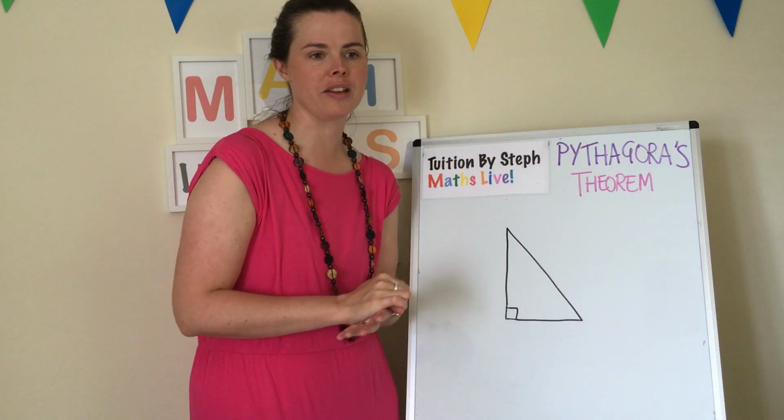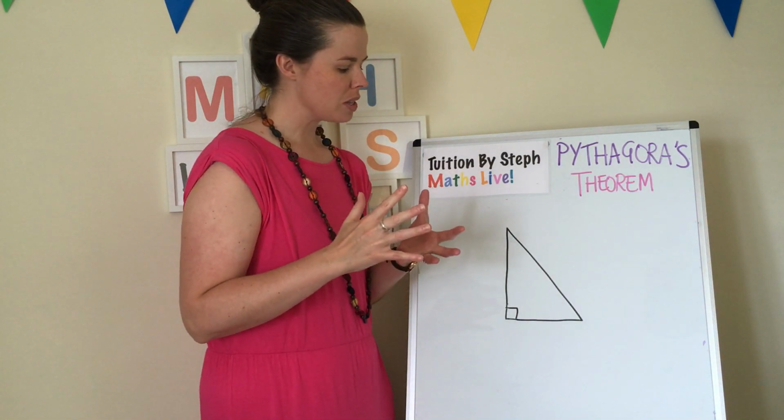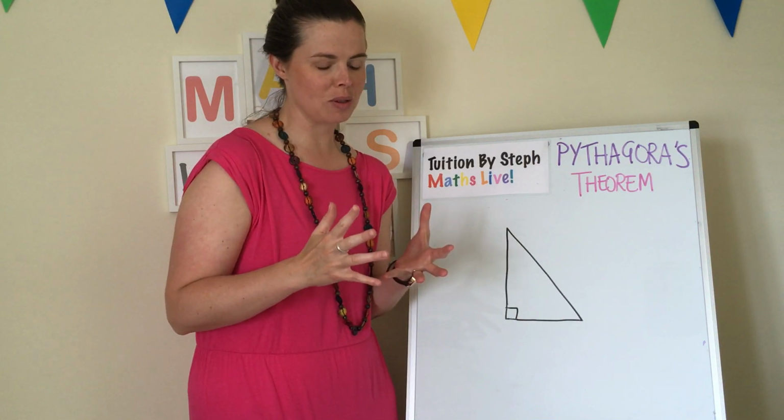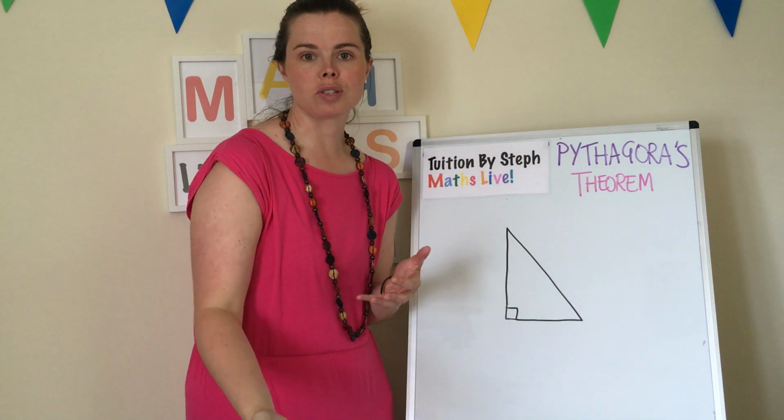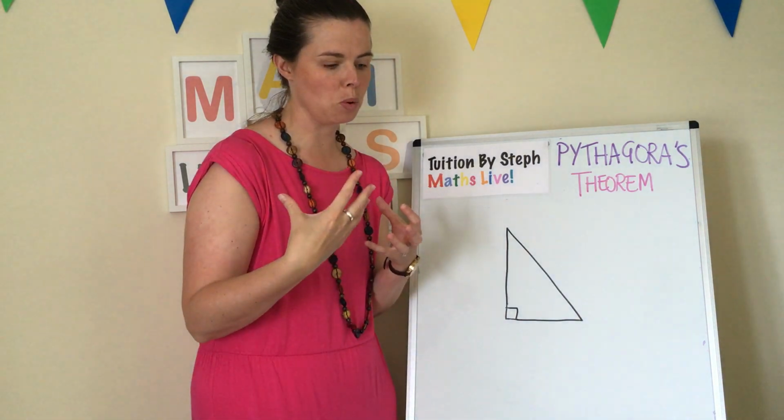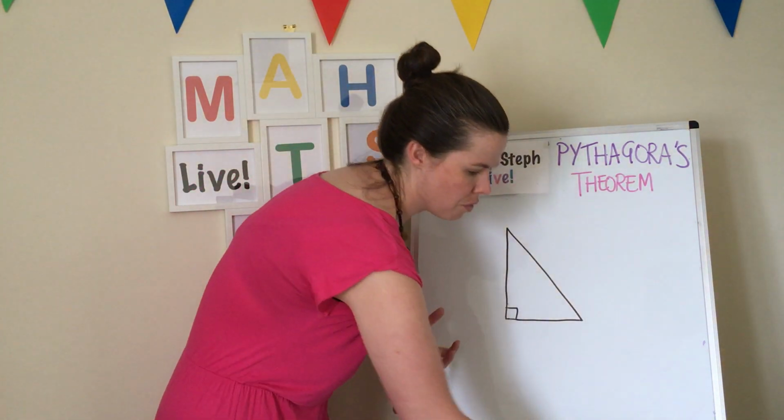Okay, Pythagoras' Theorem. It's one of those things that you need to remember, one of those elements of maths, just like area and circumference of a circle. It's just one of the things you need to keep on board. Now, where did it come from?